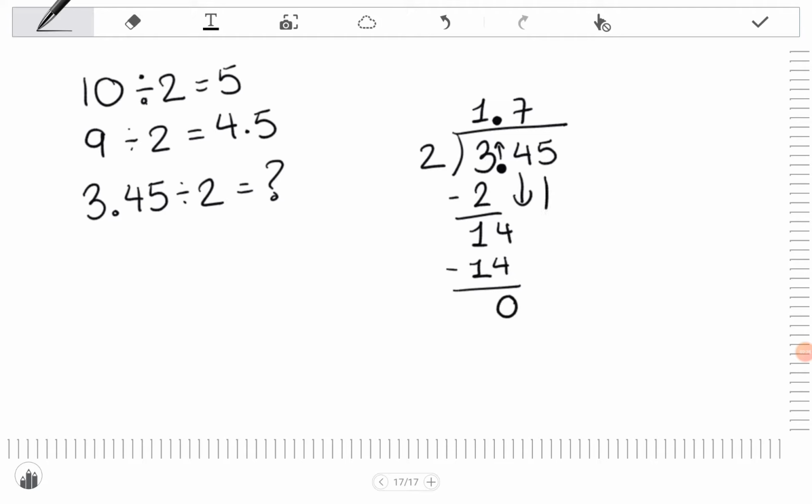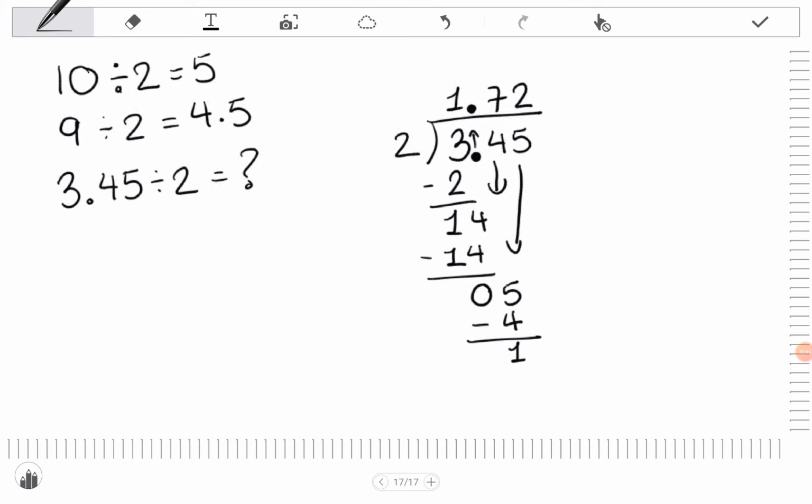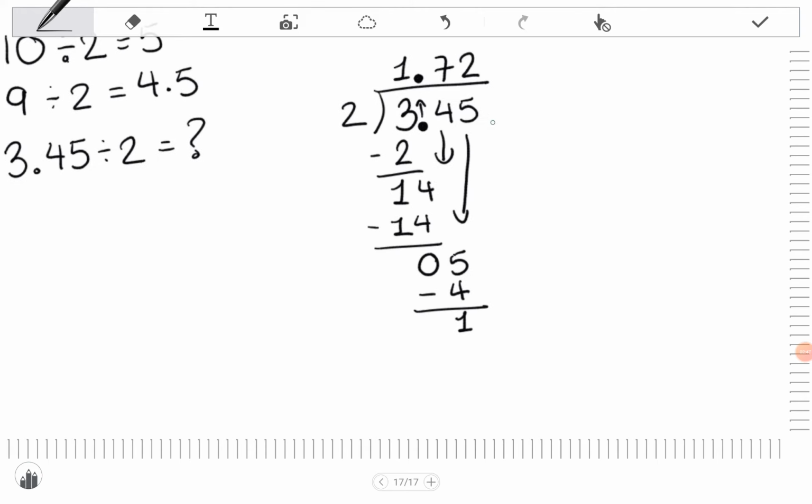I have another number at the right, so I'm going to bring it down. And 5 divided by 2 is 2. 2 times 2 is 4. And I come here and subtract. 5 minus 4 is 1. I don't have any other number to bring down. As you see, there are no more numbers here. But there is something happening here.